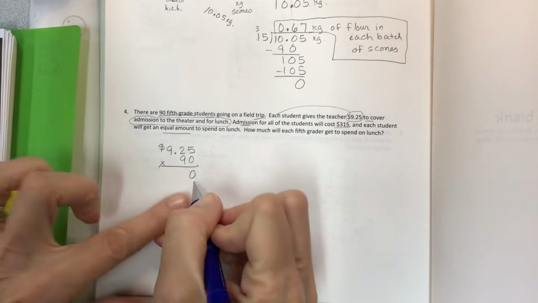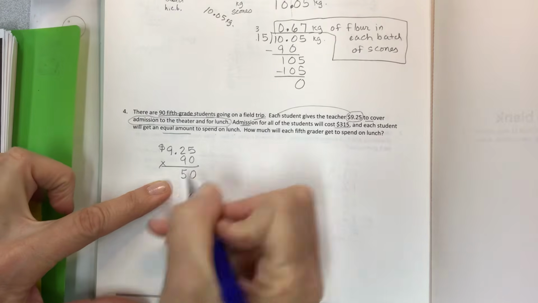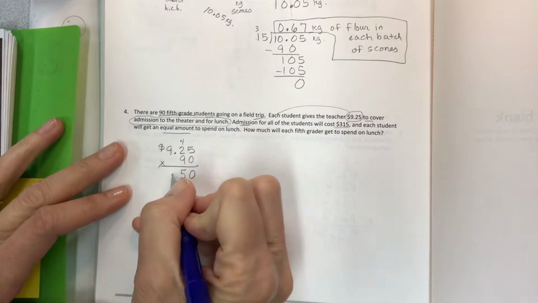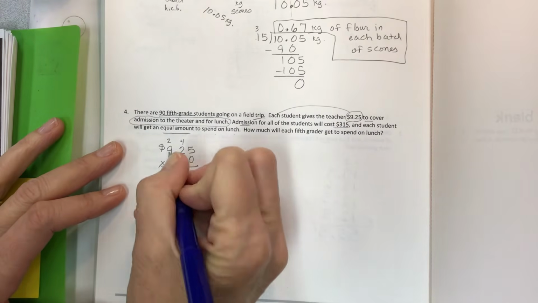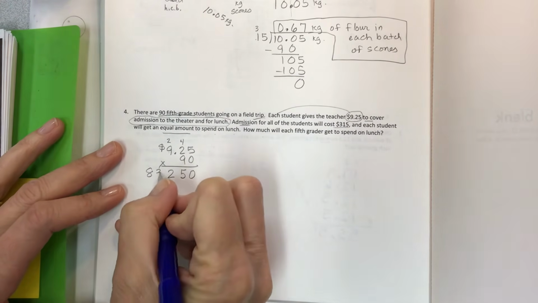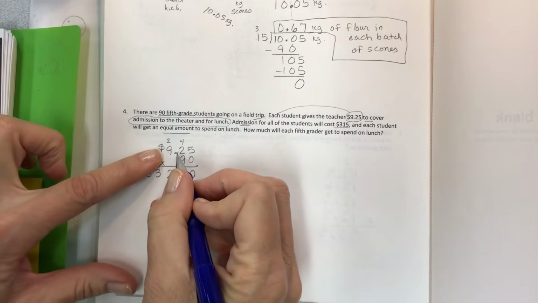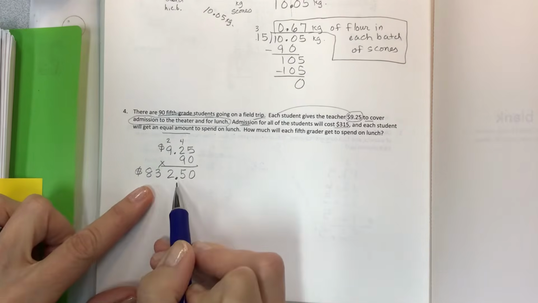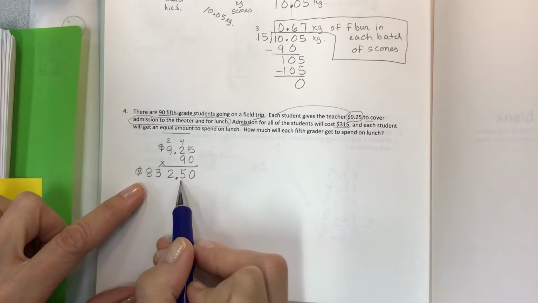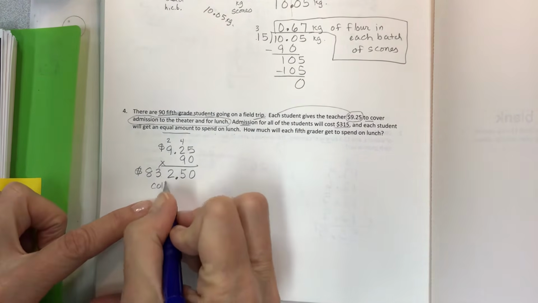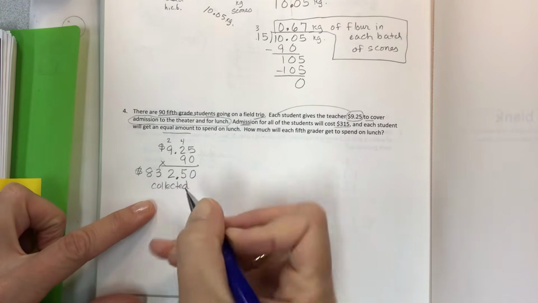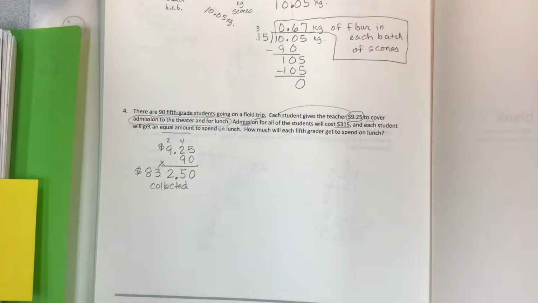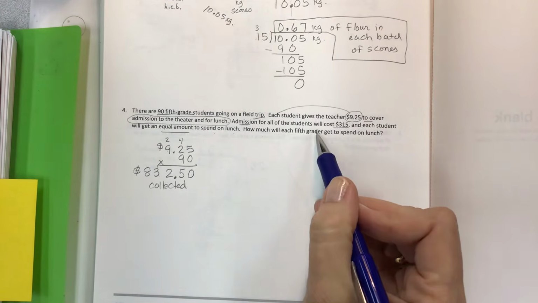It's easy when you have a 0 on the bottom. 0 times everything is 0. Move over. 9 times 5, 45. Then we have times 2, 18. Plus 4 is 22. This is 81 plus 2, 83. This is a money question. It's hundredths times ones. Money. So it's hundredths. $832.50 is collected.